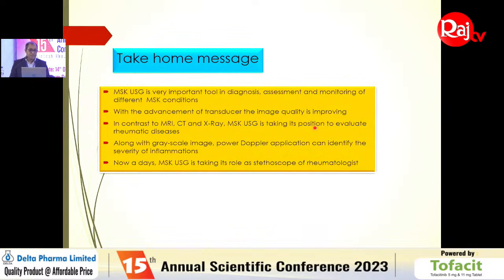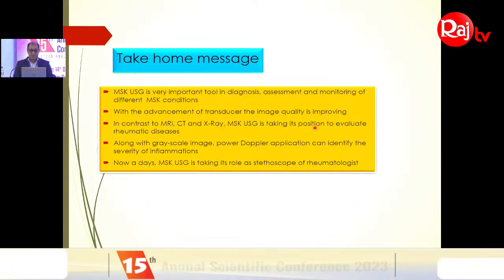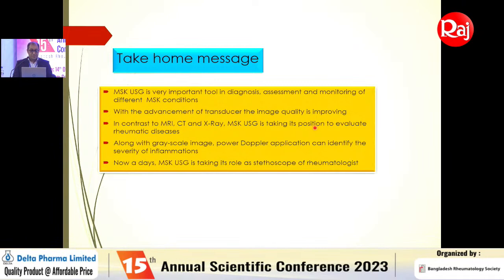So, this is the take-home message. Musculoskeletal ultrasonography is a very important tool in diagnosis, assessment, and monitoring of different musculoskeletal conditions. With the advancement of transducers, the image quality is improving. In contrast to MRI, CT scan, and X-ray, MSK ultrasonography is taking its position to evaluate rheumatic diseases. Along with grayscale image, power Doppler application can identify the severity of inflammation. Nowadays, musculoskeletal ultrasonography is taking the role of the stethoscope of the rheumatologist. Thank you.